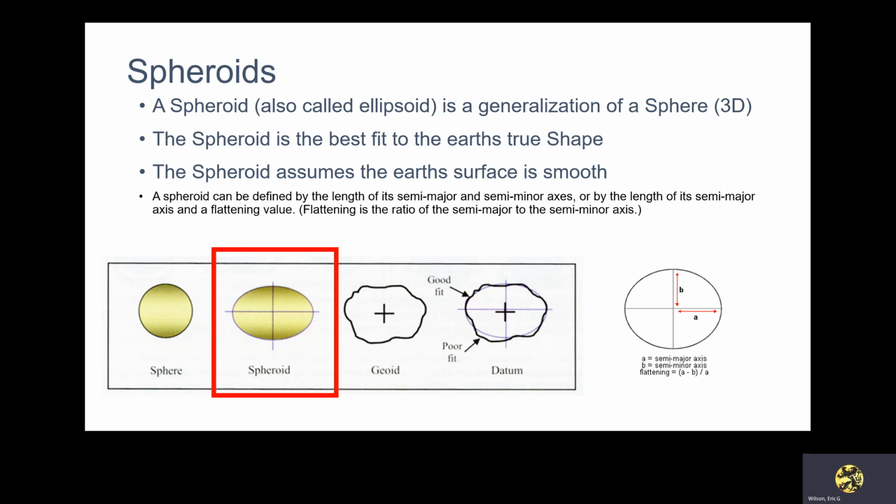But the spheroid can be defined by the length of its semi-major axis and semi-minor axes, or by the length of its semi-major axis and a flattening value. And you see the formula there to the right. That basically describes that so that you can perform some mathematical operations upon it.